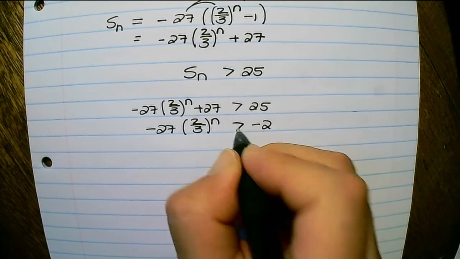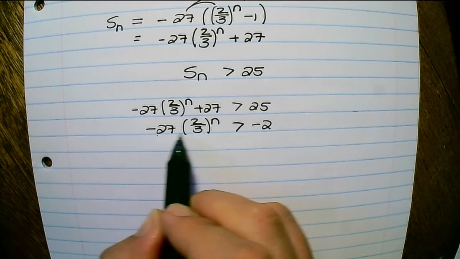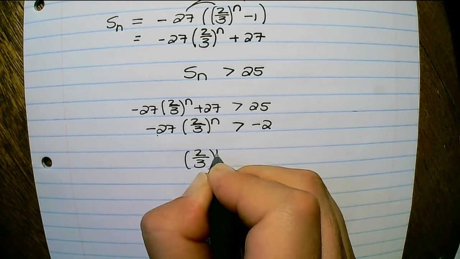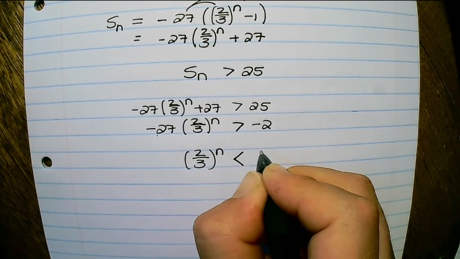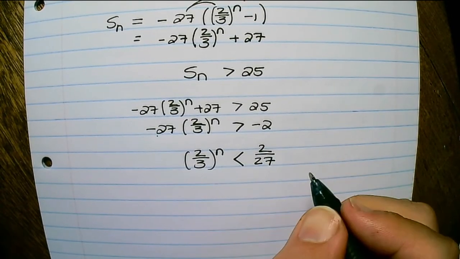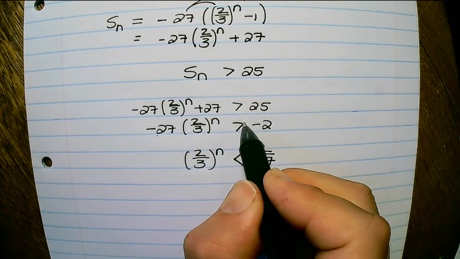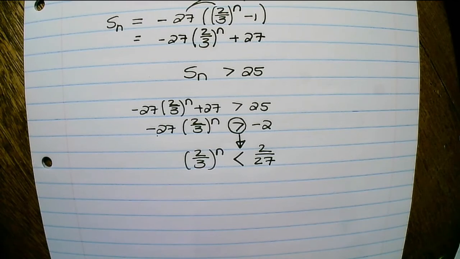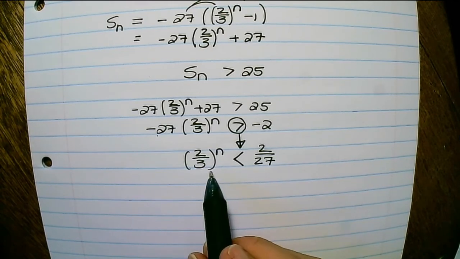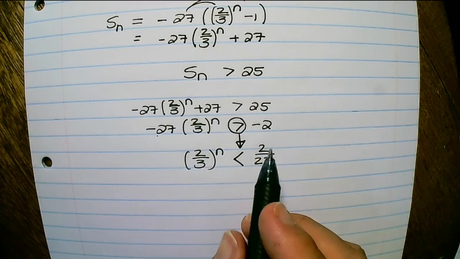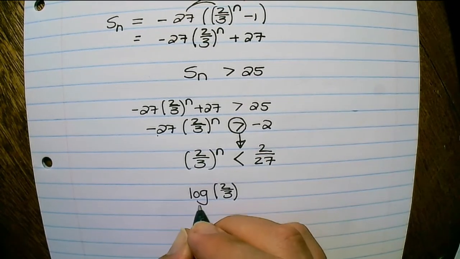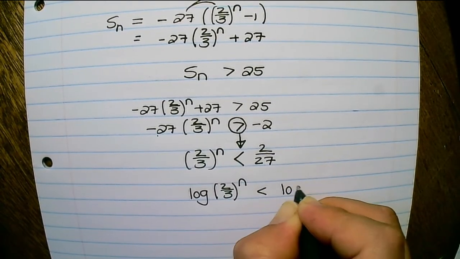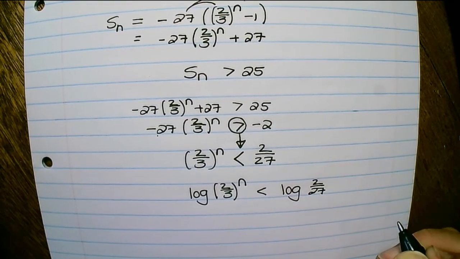Now we need to be careful because we are going to divide both sides by −27. So on the left we have (2/3) raised to the power of n, which is now smaller than 2/27. Remember, when we divide by a negative number, the direction of the inequality changes. Now you can use logs in order to solve for n. So here we have log of (2/3)^n smaller than log of 2/27.